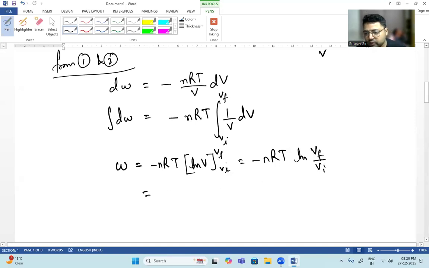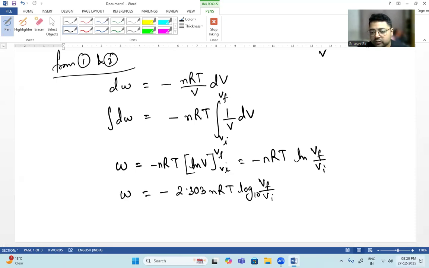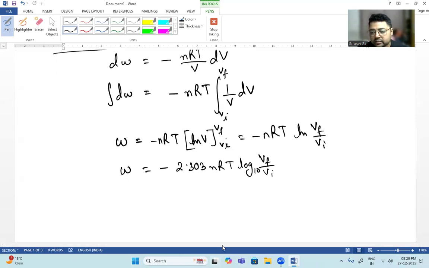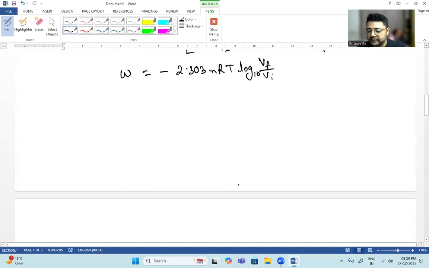Now, if I have to change it to log to the base 10, then I will multiply this with 2.303. So W equals negative 2.303 nRT log to the base 10 of Vf over Vi. This is the work done for a reversible isothermal ideal gas. Understood?